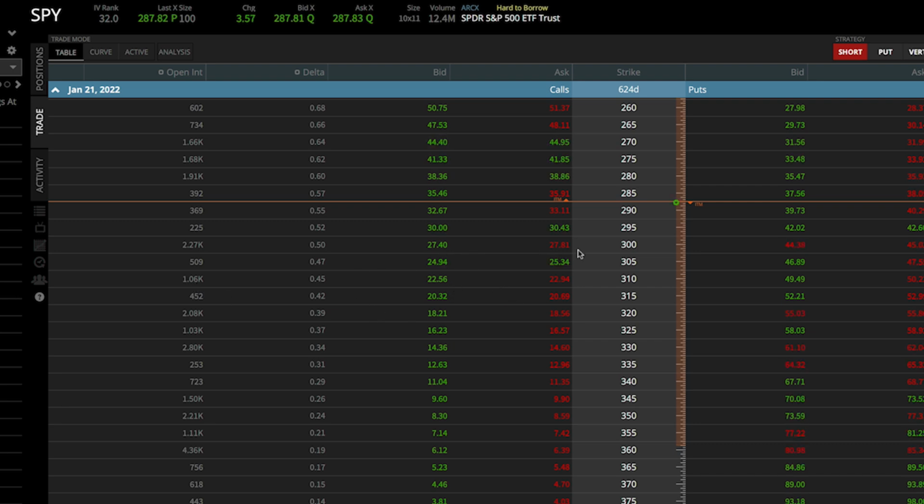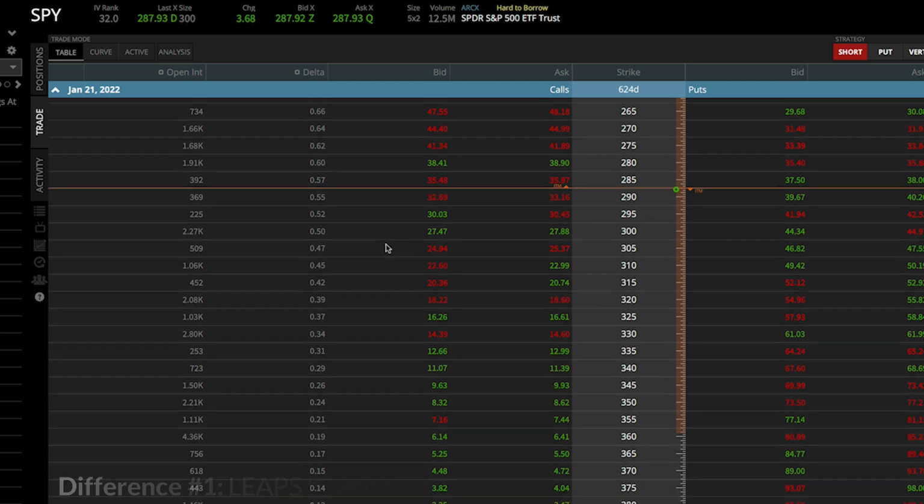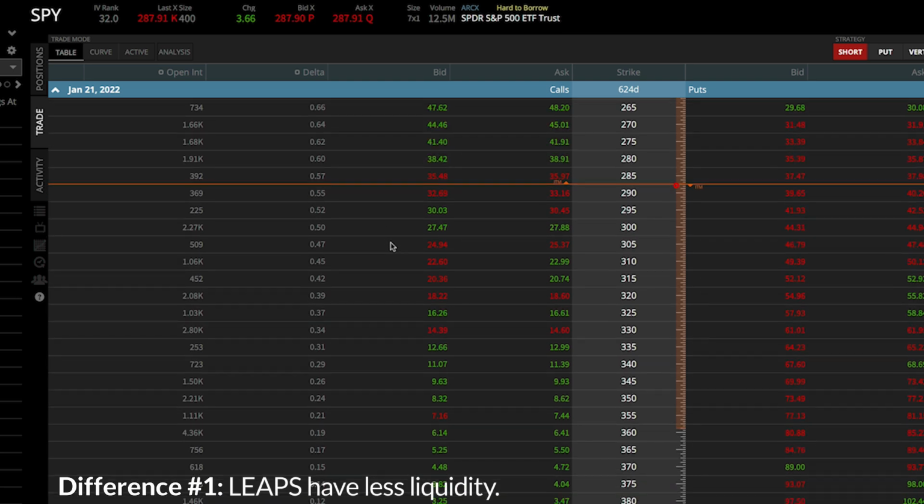So for example, if we look at the 300 call option, the bid is 27.43, the ask is 27.84. So we're seeing a bid-ask spread that's over 40 cents here. And when we looked at the call option in the May 2020 expiration cycle, we saw that the bid-ask spread was 3 cents.